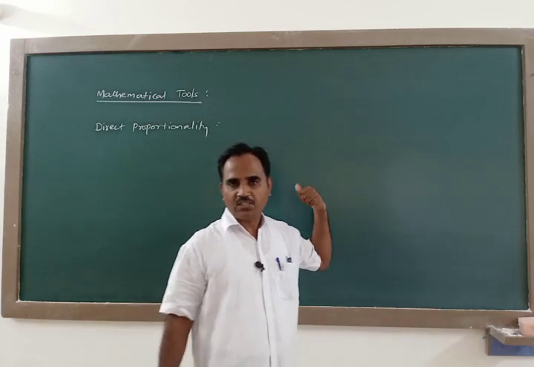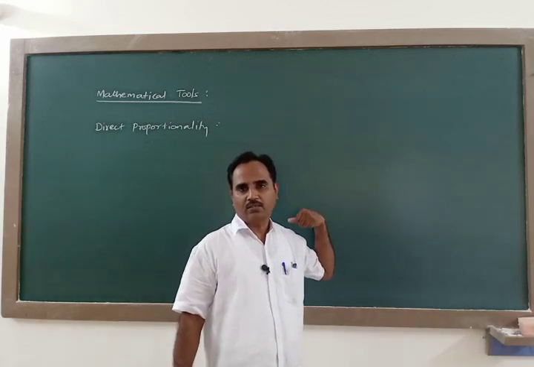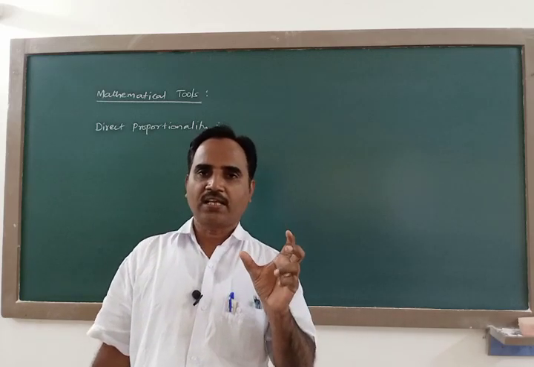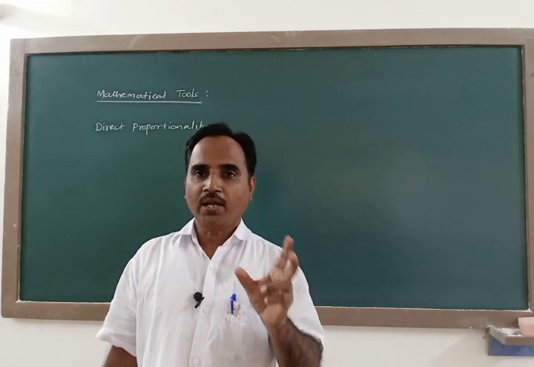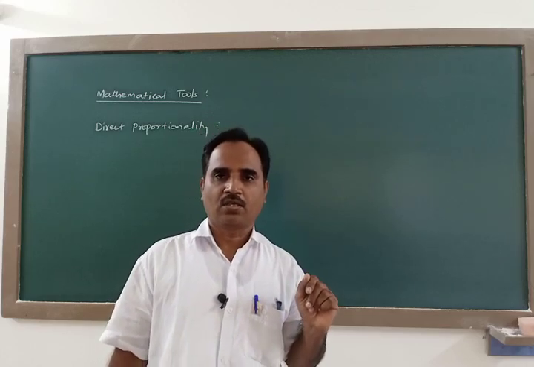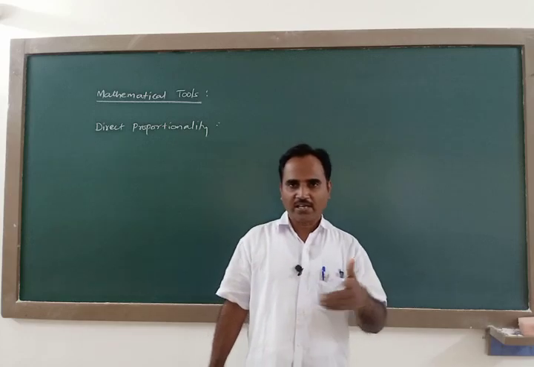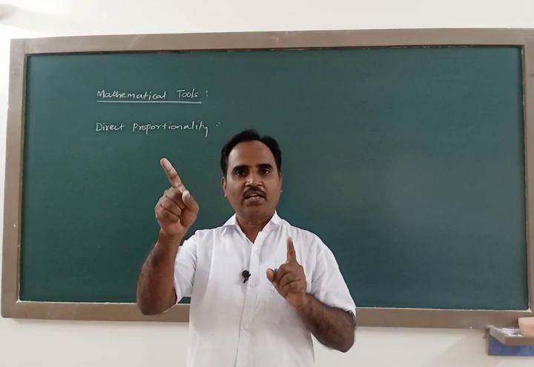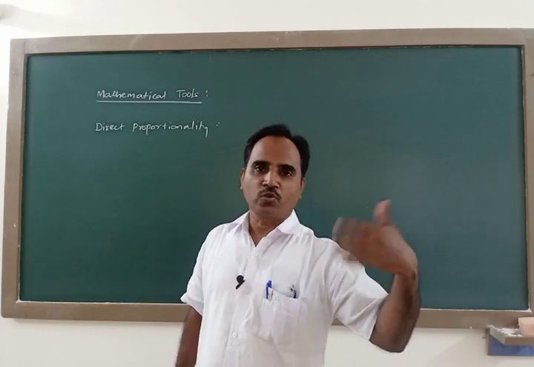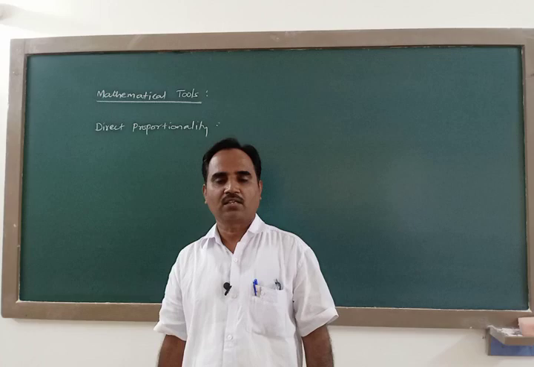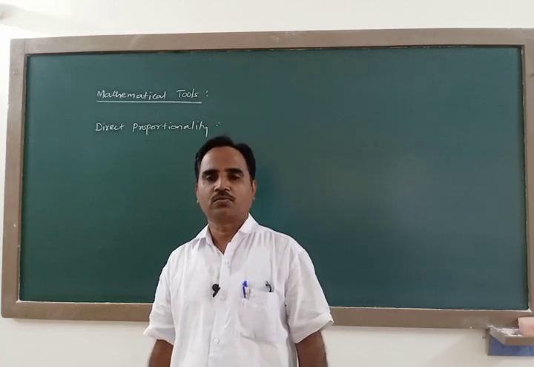So what do you mean by this direct proportionality? If two physical quantities are there, when do you say they are directly proportional? When I ask this question in a regular class, generally the students say that when one quantity increases, if the other quantity also increases, then they are said to be directly proportional. They say it like that. But it is not true.